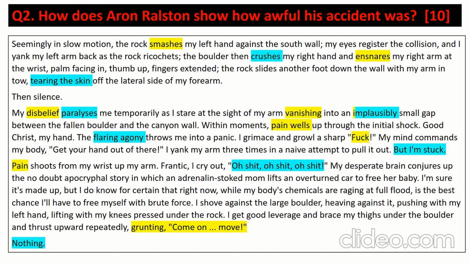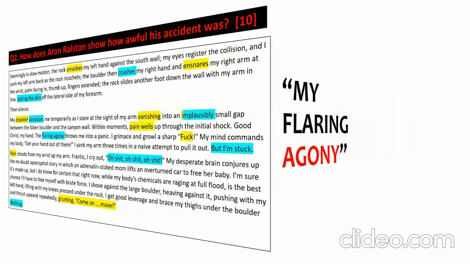I get good leverage and brace my thighs under the boulder and thrust upward repeatedly, grunting, come on, move. Nothing.